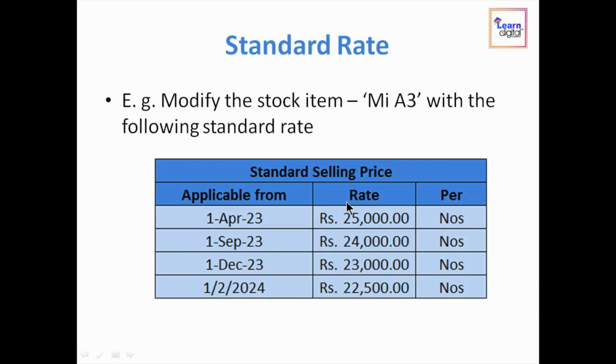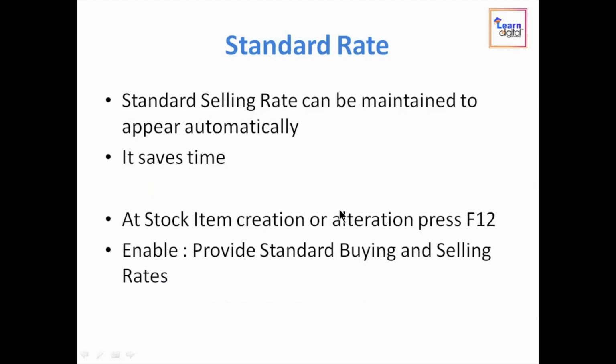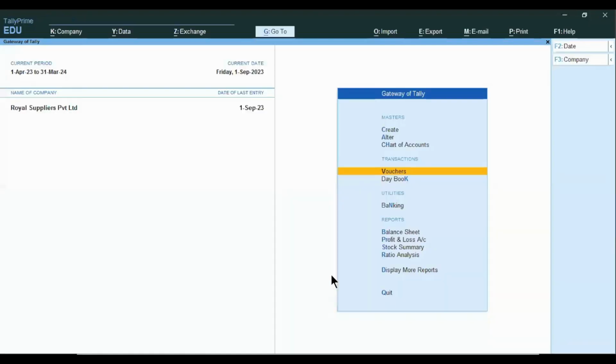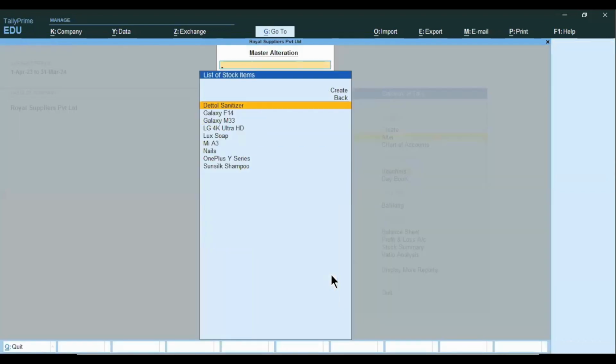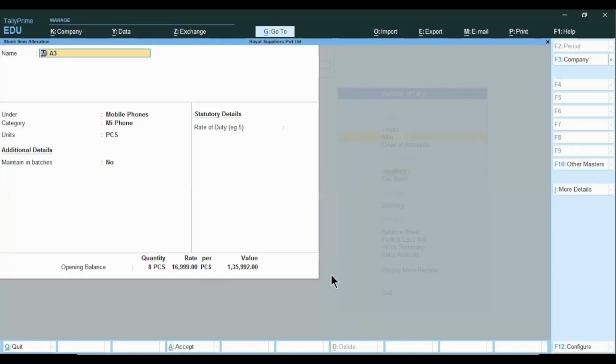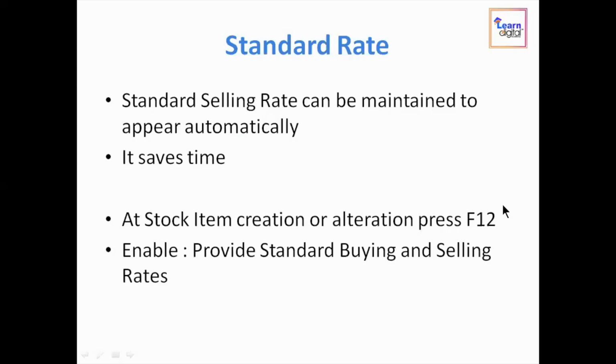So this is a standard rate. Depending on the dates, the entries should provide the rates accordingly. So let's configure our stock item MI A3. How to configure the stock item? First, we have to open or alter the stock item. Alter stock item, select the stock item MI A3, and here press F12, the configuration part, to provide standard buying and selling rates.